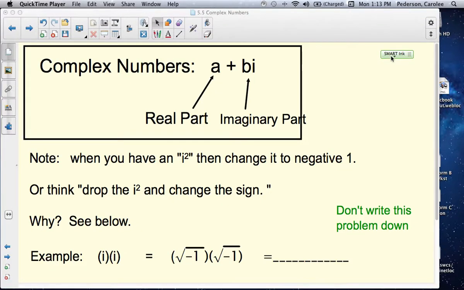Here is 5.5, part 2. There's a definition here of complex numbers in the box. Please go ahead and write that down. The A represents the real part, and then the BI represents the imaginary part.